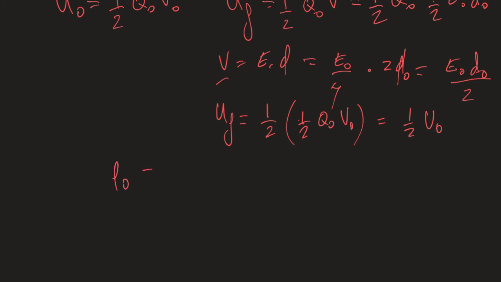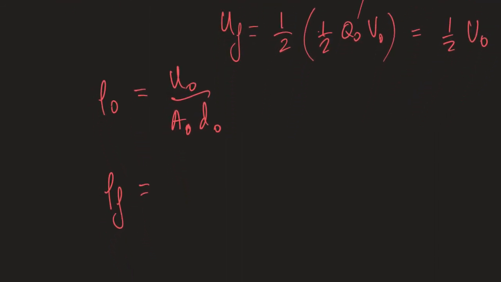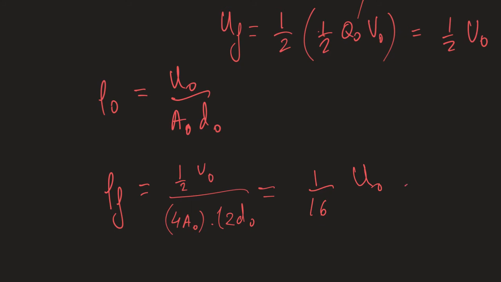The initial density of energy, rho 0, is U0 divided by the volume. The volume is A0 times D0. And the final density, when I double the radius and double the distance D, will be U final, which is 1/2 U0, divided by the new volume. But the new volume is 4 times A0 multiplied by the new distance, 2 times D0. So it will be 1/16 of rho 0. And I found the answer. This is the correct answer.